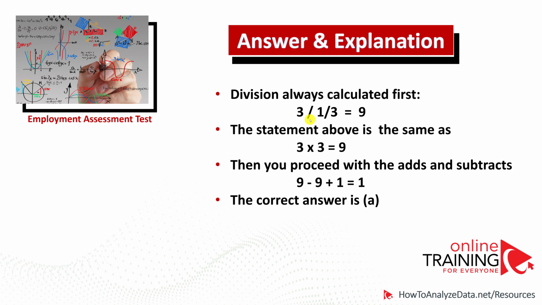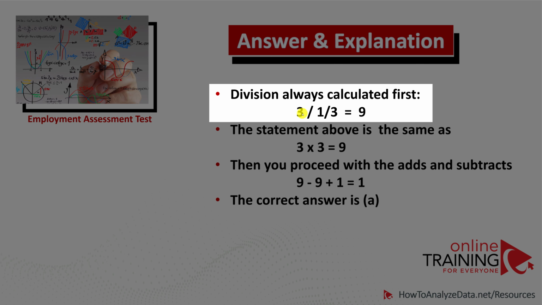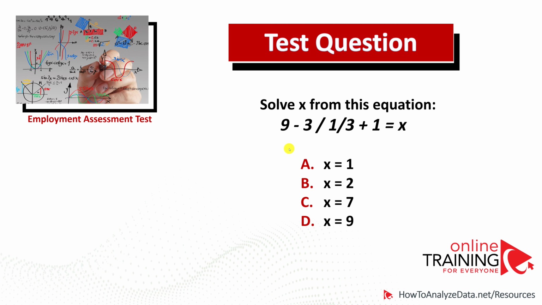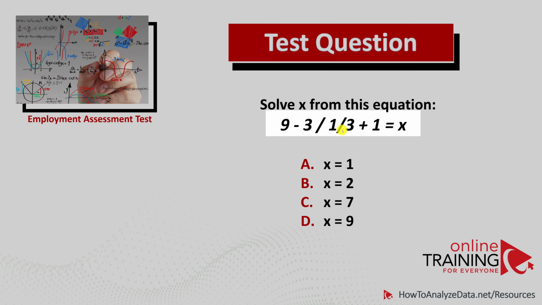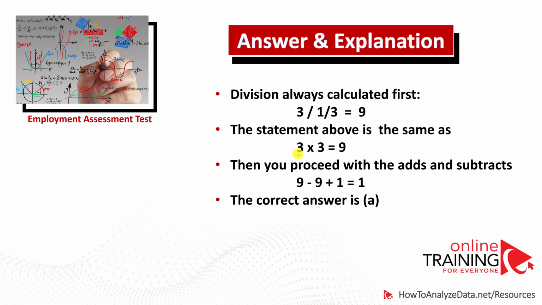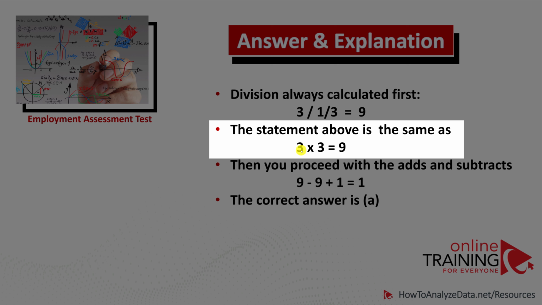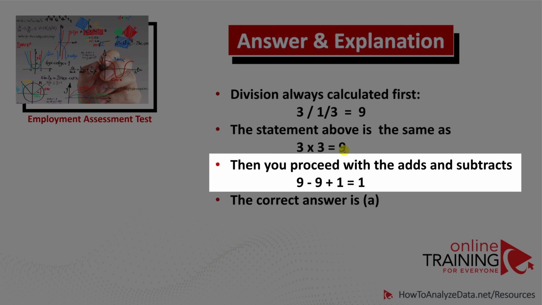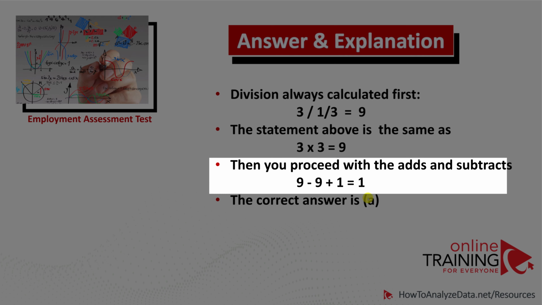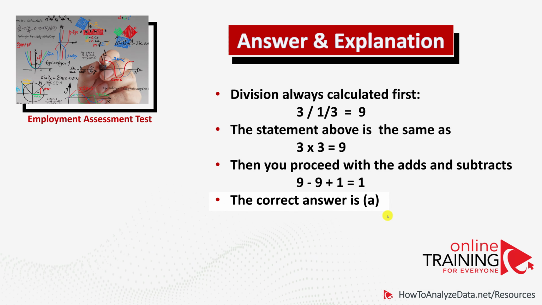The tricky part in this question is that you need to divide 3 by 1/3, which is an equivalent of 9. And a lot of people, when they do the calculation, instead multiply 3 by 1/3 and get the number 1. Dividing by 1/3 is an equivalent of multiplying 3 by 3, which is obviously 9. When you proceed with adds and subtracts, you get to the number 1. So the correct choice here is choice A.